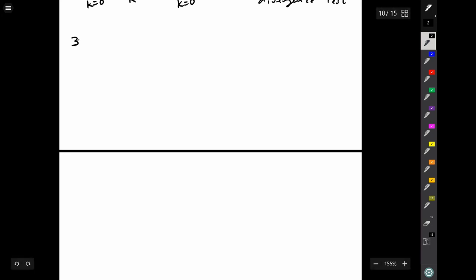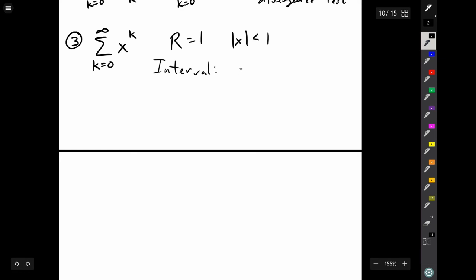It's an example that we've looked at already. This series from k equals 0 to infinity of x to the k. We've already talked about this one a bit. We know that the radius is 1, and this converges for absolute value of x less than 1. But the question is for the interval, the interval is from -1 to 1. Now, it will only converge absolutely on the open interval. The question is, does it converge at all at the endpoints? Let's check that.